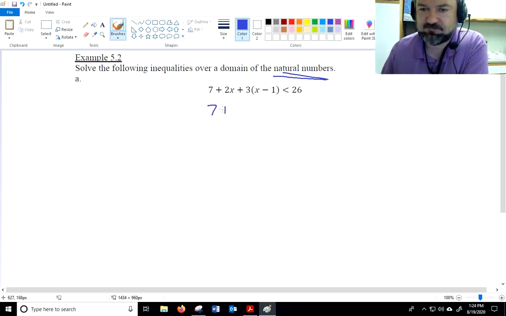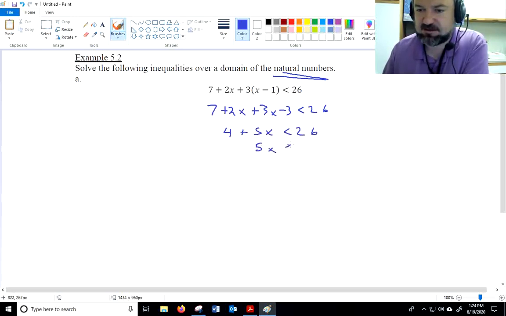So I have 7 plus 2x plus, I'm going to distribute the 3. All right. And 7 minus 3 is 4. 2 plus 3x. 2x plus 3x is 5x. Subtract 4 from each side, and I get 22. I'll divide both sides by 5, and I get x is less than 22 over 5.